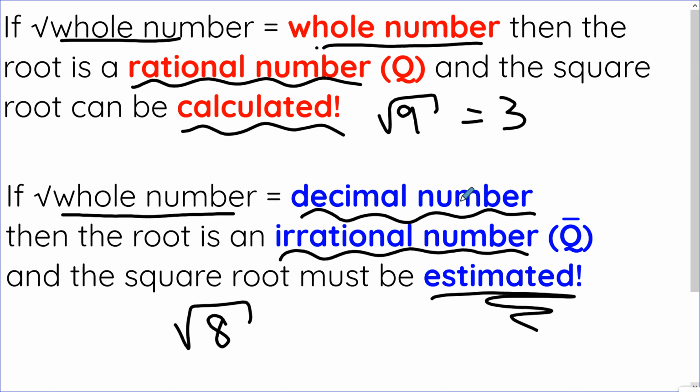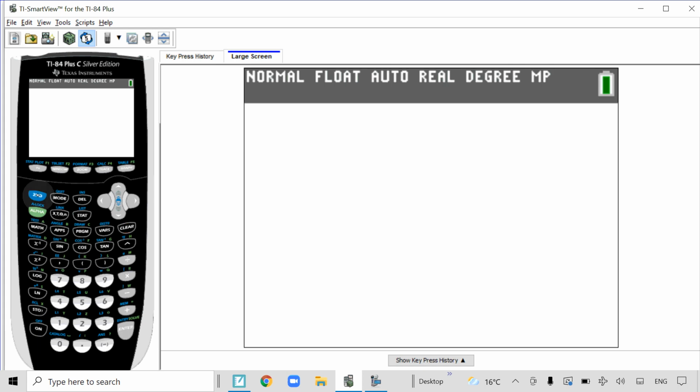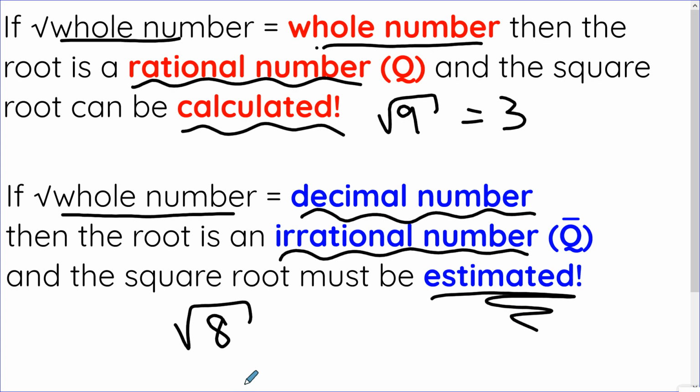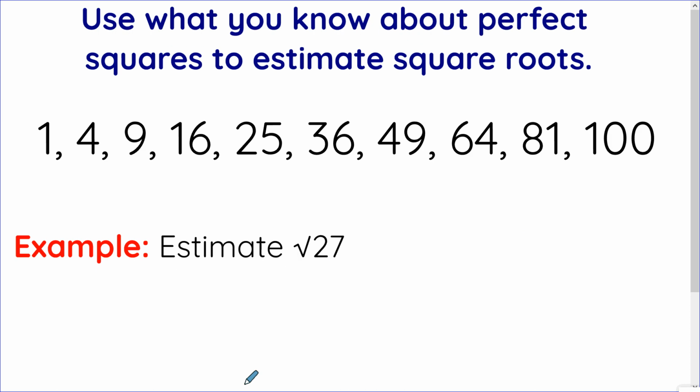Let's look at that on the graphing calculator. So square root of 8 equals, and see, it's not a nice number. It's a non-ending, non-repeating decimal. So I would have to estimate that square root. So I'm going to look at how we do that without using our calculator. I'm going to use what I know about perfect squares to estimate.